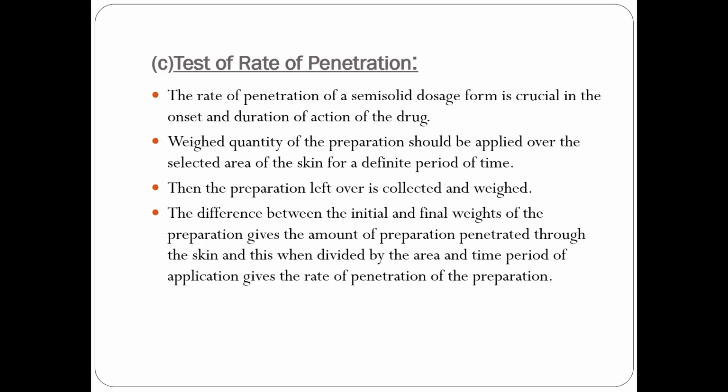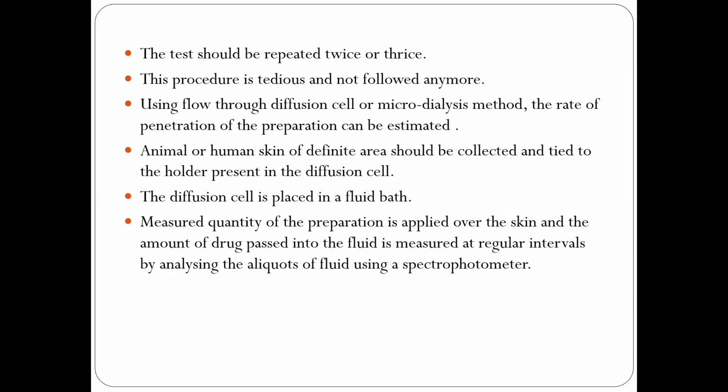The difference between the initial and final weights of the preparation gives the amount of preparation penetrated into the skin. When this is divided by the area as well as the time period of application, it gives the rate of penetration of the preparation. The test should be repeated twice or thrice. This test is sometimes difficult and not followed anymore. Using a flow-through diffusion cell or microdialysis method, this can be estimated, or animal or human skin of definite area will be collected and tied to the holder present in the diffusion cell.